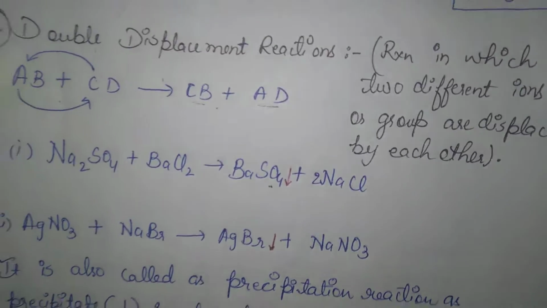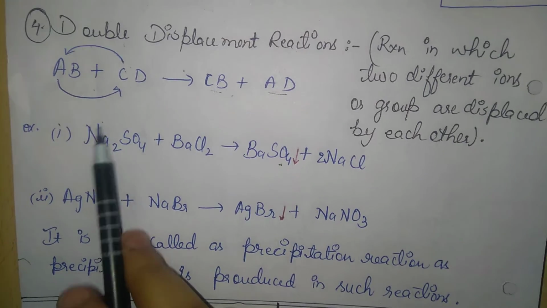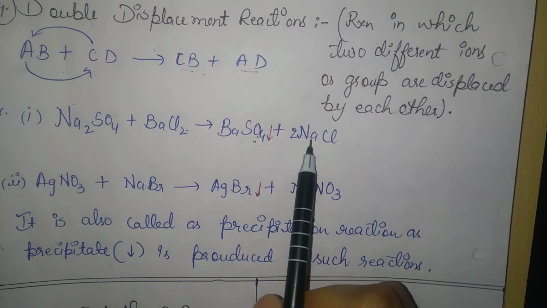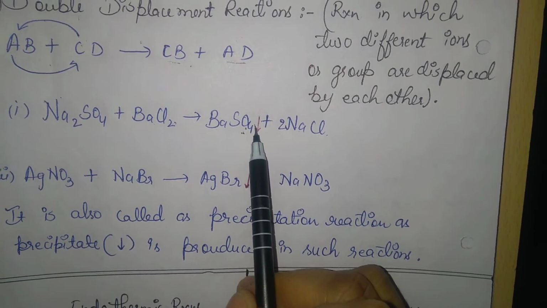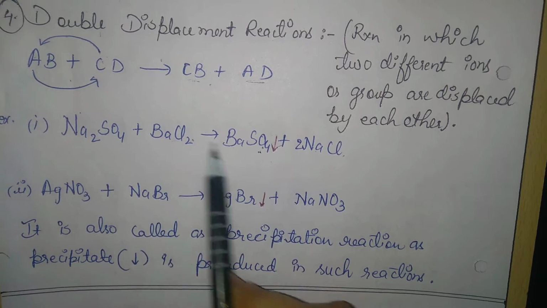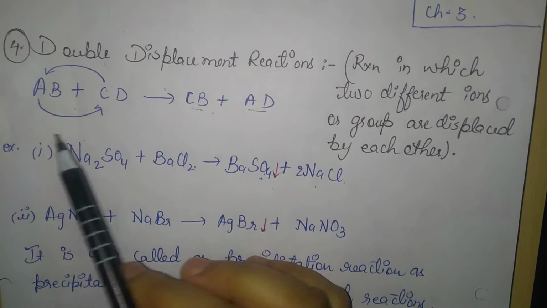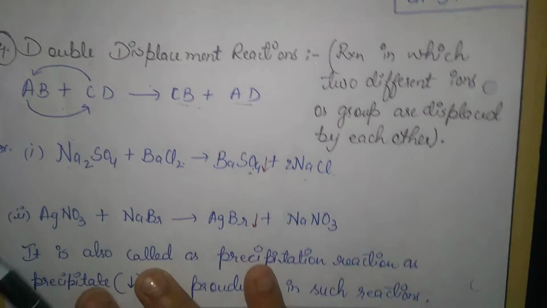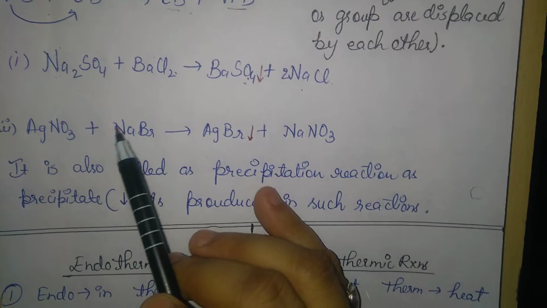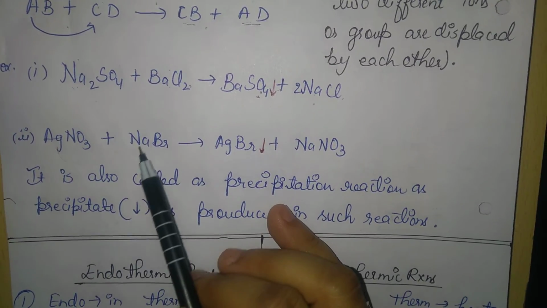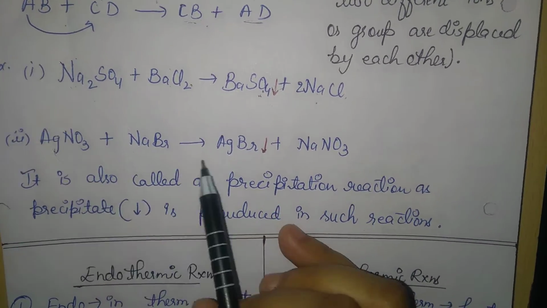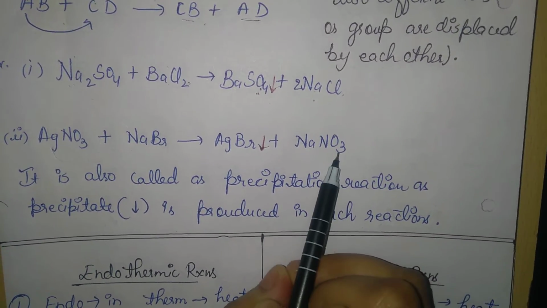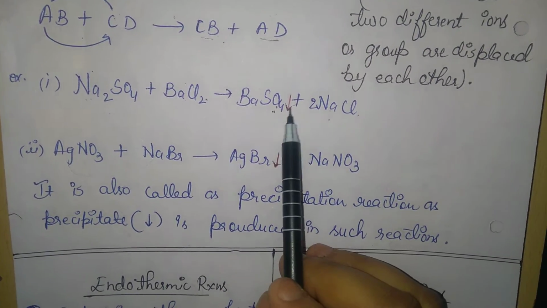Okay, let's take an example of double displacement reaction. First we have sodium sulfate and barium chloride, which is forming barium sulfate and sodium chloride. Why this arrow is downward, I will explain to you later. Just first see, this is an example of double displacement reaction where sodium is displacing barium and barium is displacing sodium. Okay, next example is silver nitrate and sodium bromide. Silver is displacing sodium and sodium is displacing silver, so we will get silver bromide, which is coming down, and sodium nitrate.